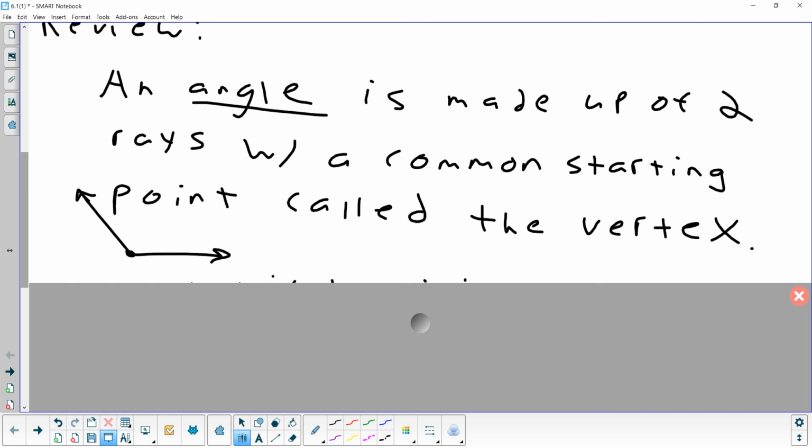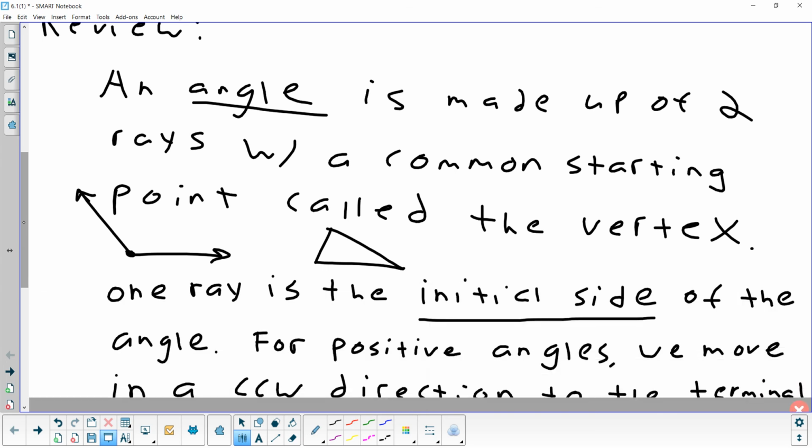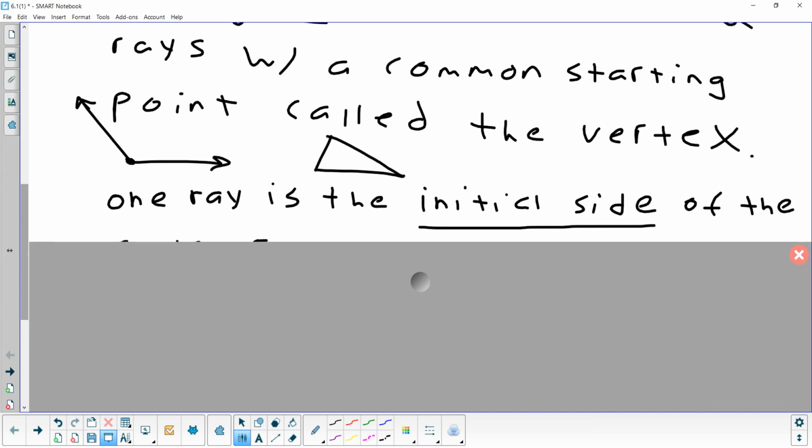Now, when we draw a triangle, the sides of the triangle aren't rays. If we wanted to use a geometric word to describe the sides in a triangle, what are they? Line segments? They're line segments. So when we draw a polygon, specifically triangles, we can say that an angle is made up of two line segments that have a common point. But when you draw an angle all by itself, not in a shape, we usually draw it as two rays. One ray is called the initial side, and the other ray is called the terminal side.